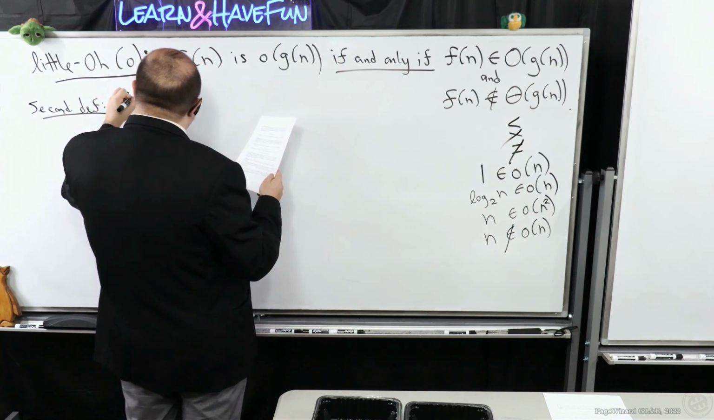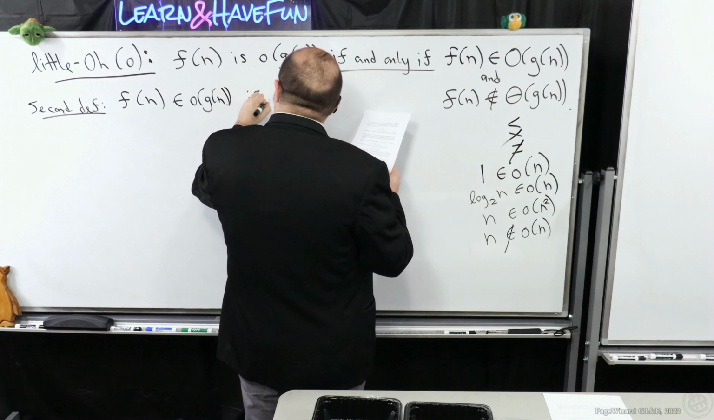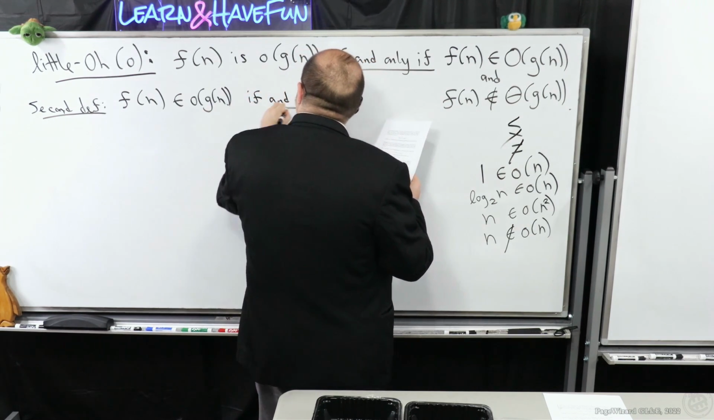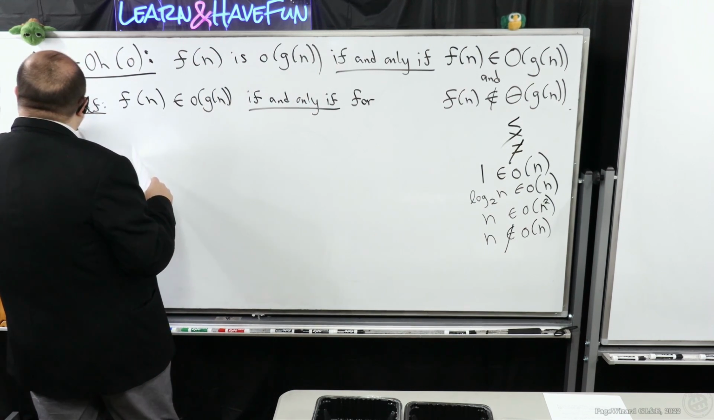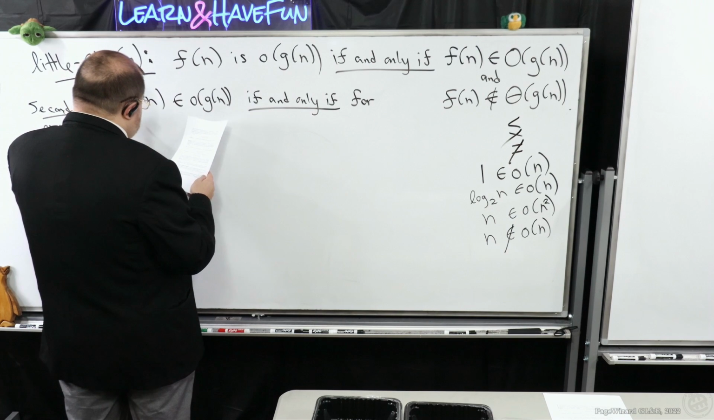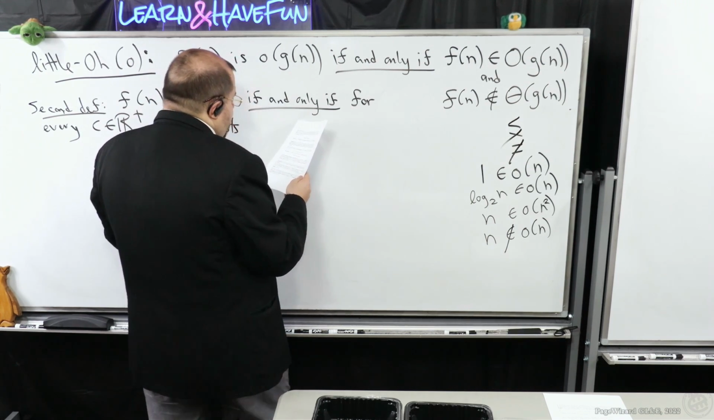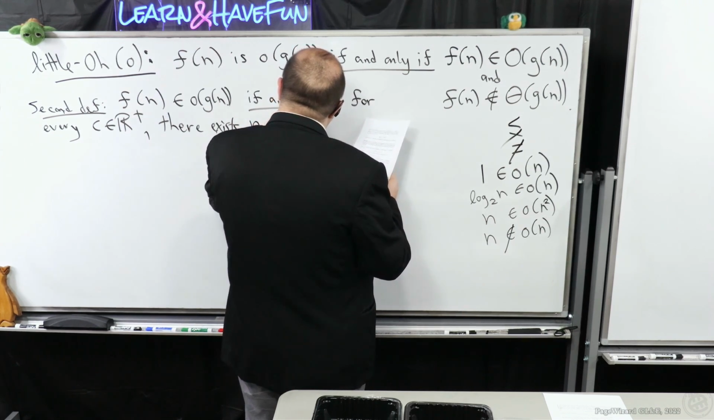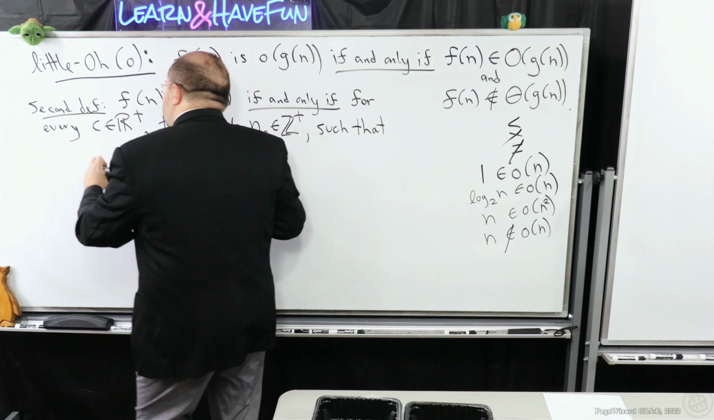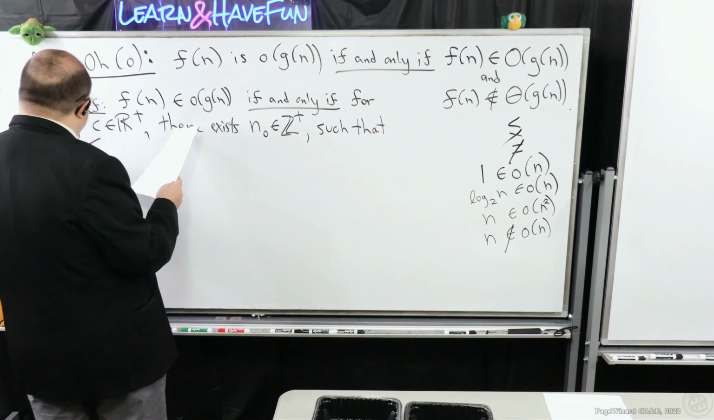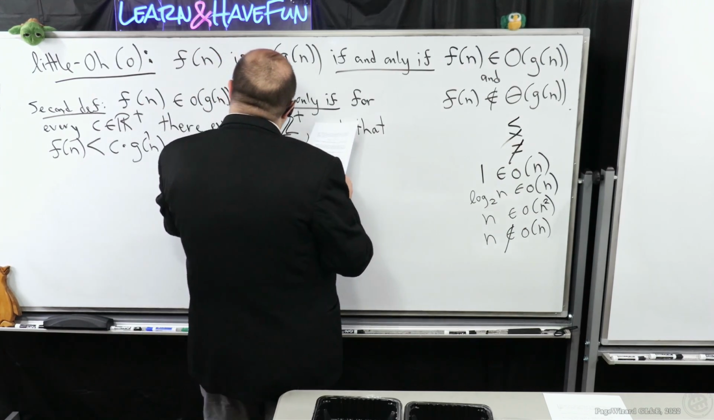So we can say that f is little o of g if and only if for every positive real constant C, there exists an n0 that's a positive integer such that f of n is strictly less than C times g of n for all n greater than or equal to n0.